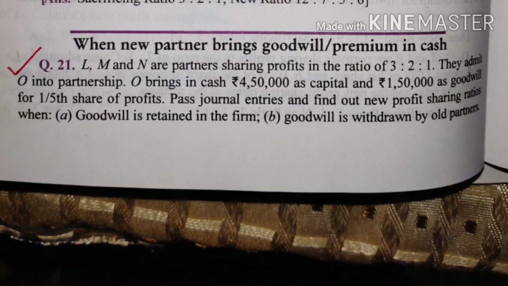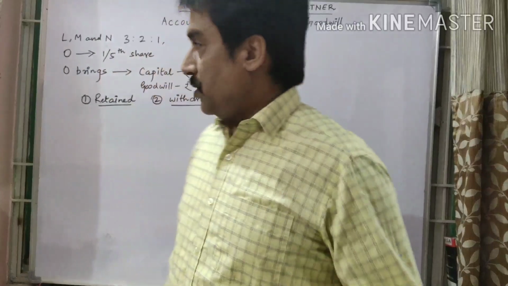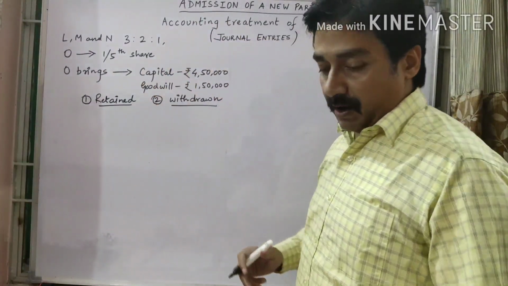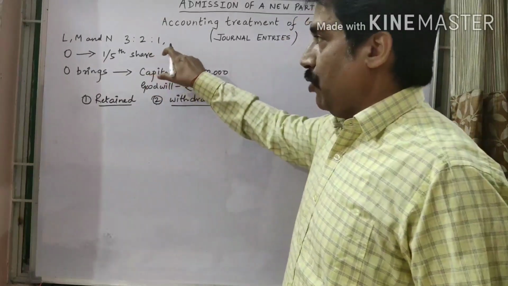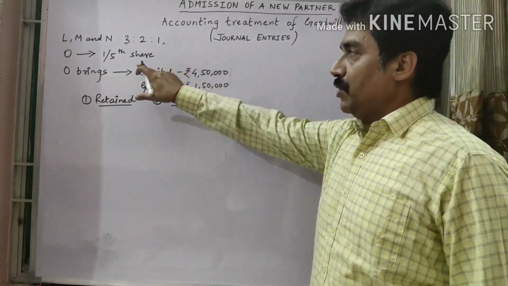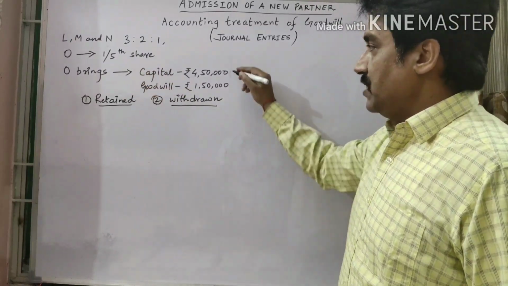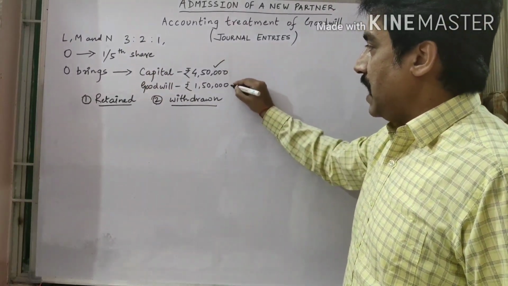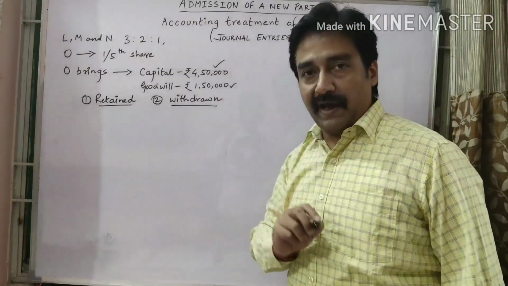Okay, children, so now we'll go on to the solution and you have to pay 100% attention to that. We start with the solution part of this question. As you have read in the question, we have three old partners with their old ratio. A new partner O is admitted for 1/5 share. O brings two things: his capital of 4,50,000 and, for his share of goodwill, he is bringing 1,50,000.